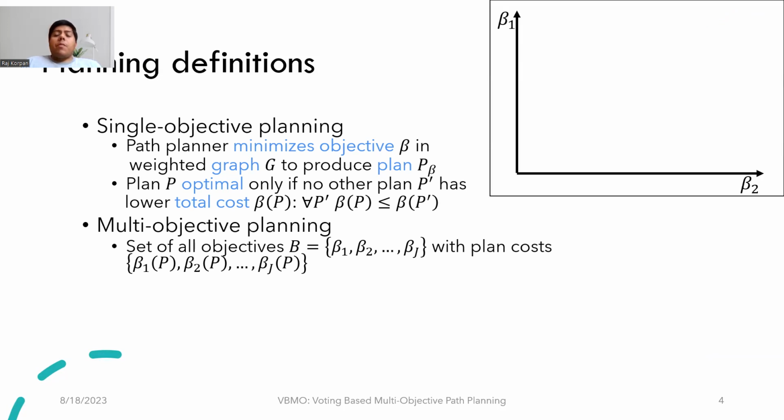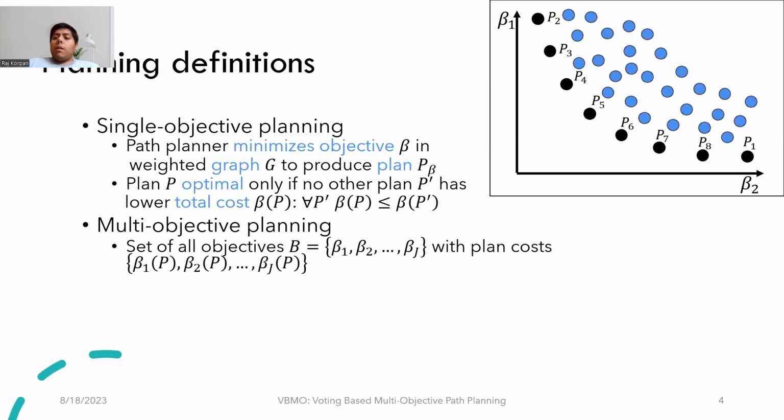On the top right, I have an example with two objectives, beta 1 and beta 2, and we could have two plans, P1, which does well on beta 1, it's minimizing beta 1, and P2, which does well on beta 2. In this space of how well plans conform to these two objectives, we could create many such plans that all exist on this spectrum of doing well on beta 1 and beta 2.